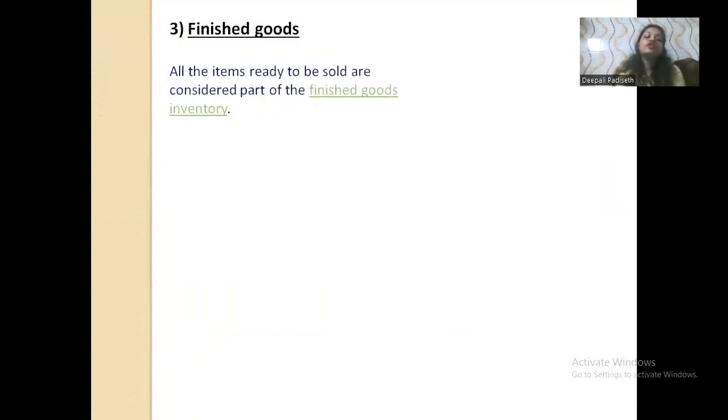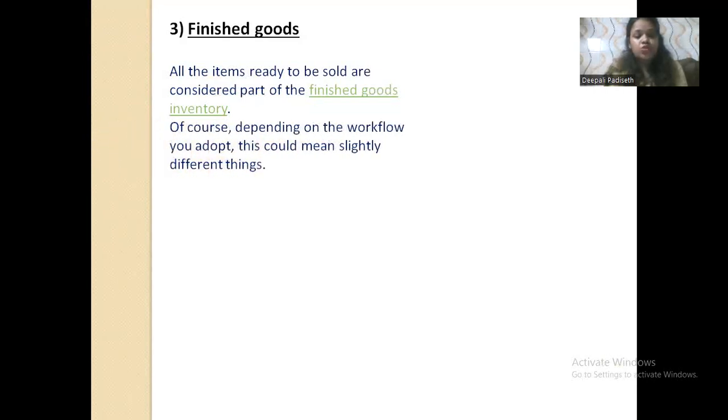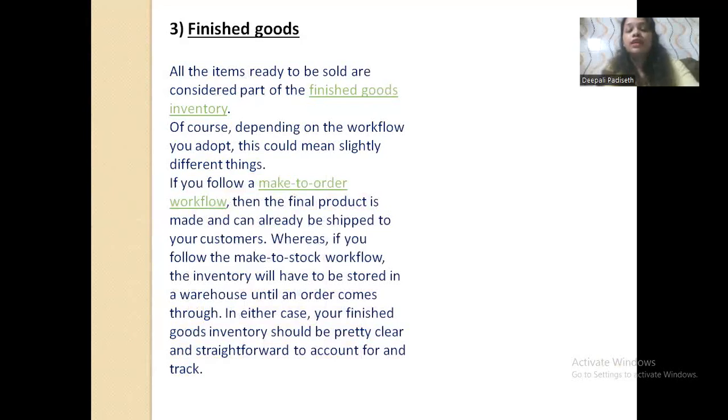Next are finished goods. All the items ready to be sold are considered part of the finished goods inventory. These goods are produced after the production process is complete. Previously we spoke about different types of inventories like raw materials and the process. By using this process, we can have finished products, the final products which are ready for sale in the market.